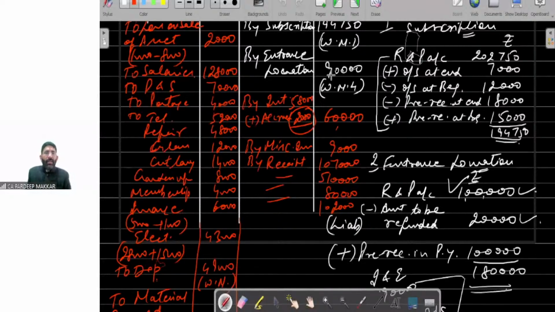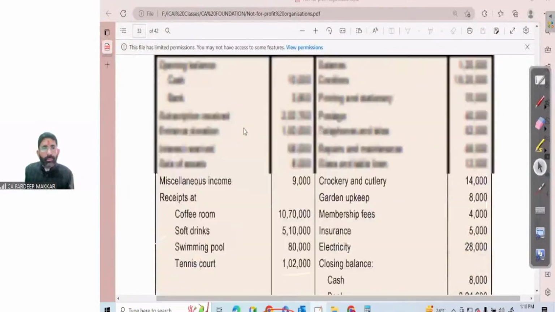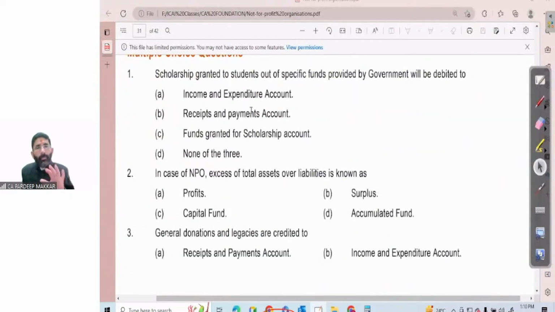You calculate the balance, beta. Whatever balance sheet figure comes, that will be your surplus. If there is a profit then it is called surplus, if there is a loss then it is called deficit. So you may see that surplus or deficit, whatever will come, you may do that. Okay, so balance sheet will be prepared.